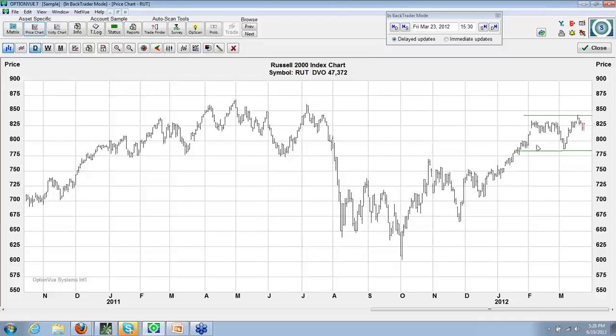We have a resistance area here and a support area here. I'm kind of expecting the price movement to range somewhere between 845 and 775 for the month. I know if I enter this trade with a regular bearish butterfly and we never break this level, I'm never going to get scaled into the trade. So, that being said, I may want to modify this a little bit. What can I do to do that?